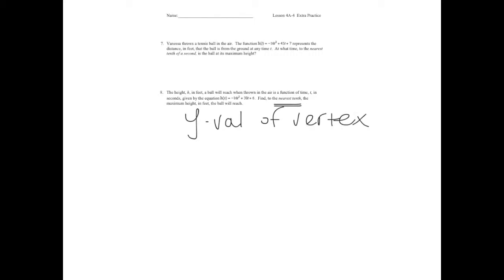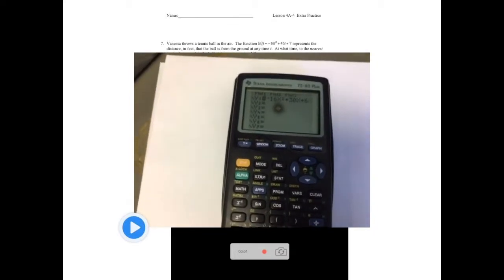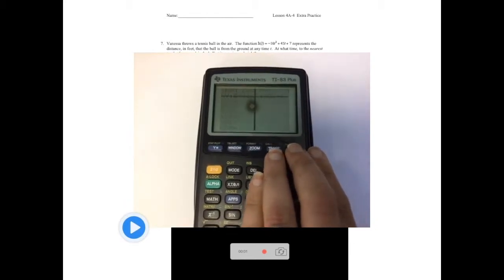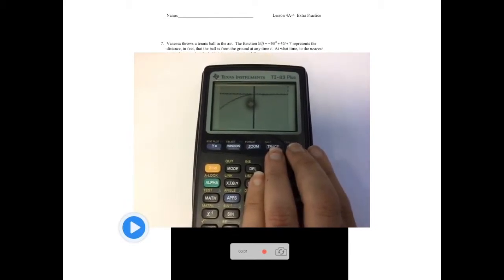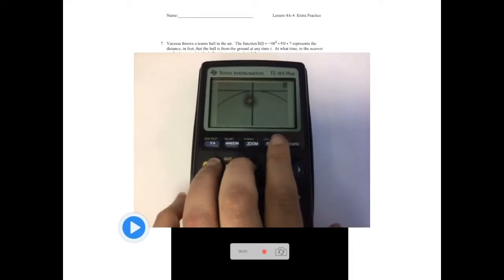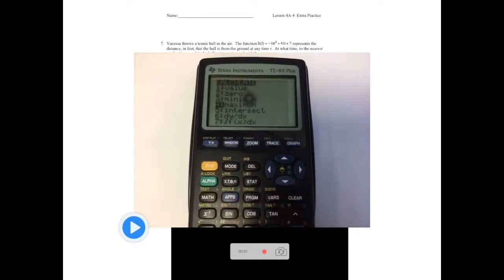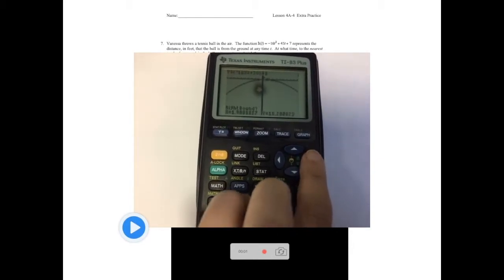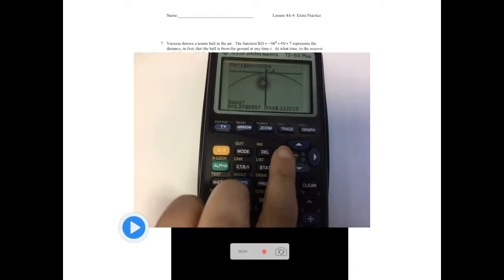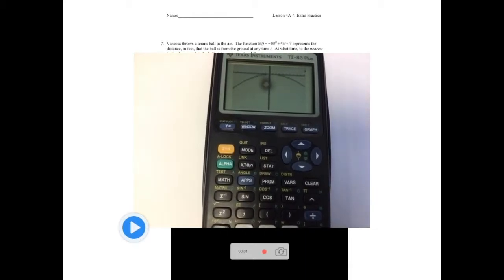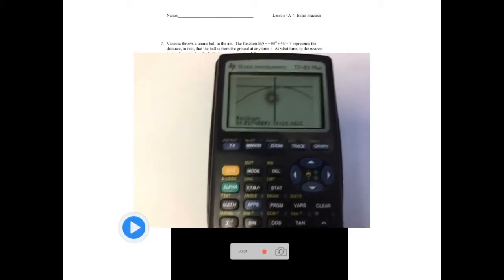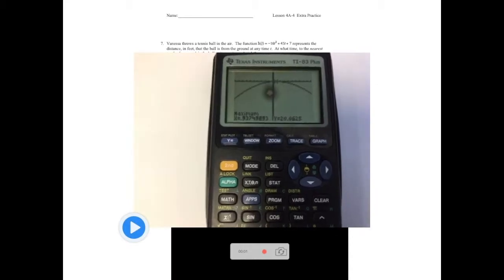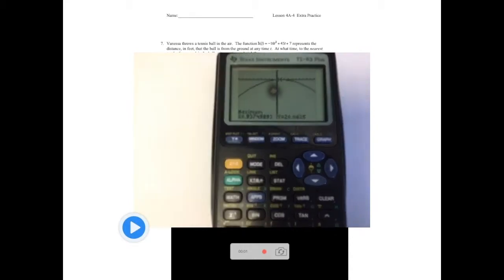Okay, putting it in the calculator. All right, so it's in here. We're going to hit graph. Same old same. Okay, second trace, maximum. We're asking for the maximum height. Left, right, middle. My maximum is 20.9374. So that's 20.9. Okay, it said round to the nearest tenth.